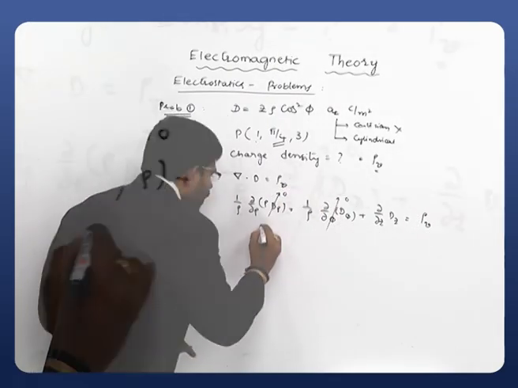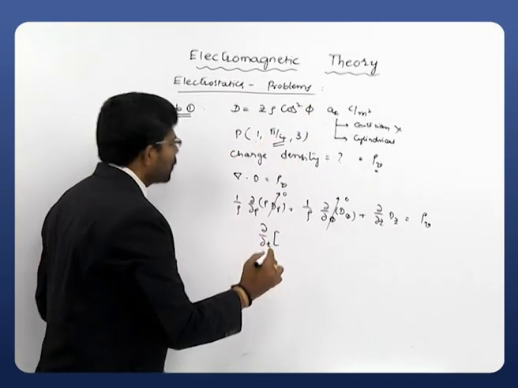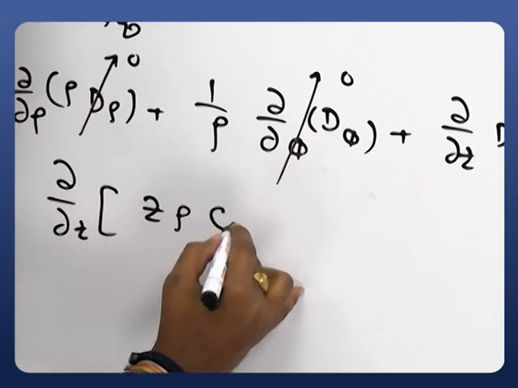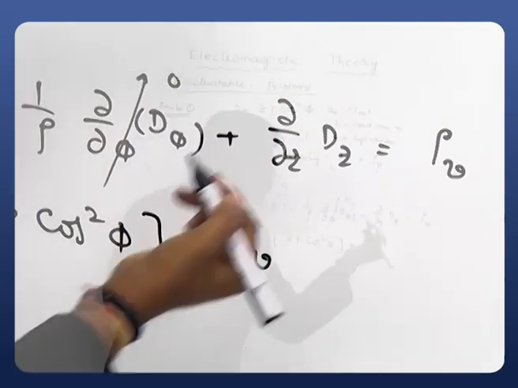So dou by dou z of what is the Dz component? This z rho cos square phi. So dou by dou z of z rho cos square phi is nothing but our rho V.